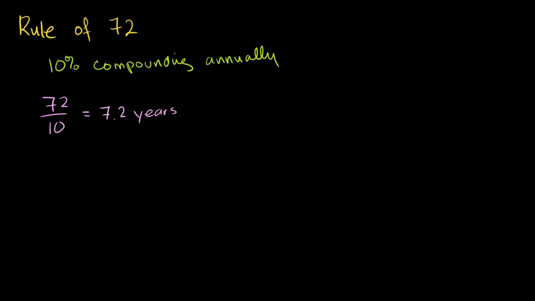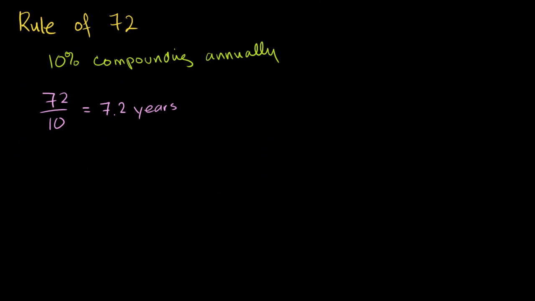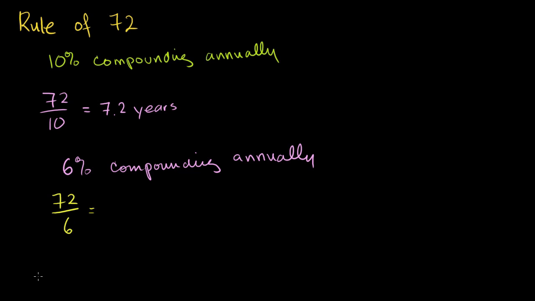So I got 7.2 years, which is pretty darn close to what we got by doing all of that fancy math. Similarly, let's do another problem. Let's say 6% compounding annually. Well, using the rule of 72, I just take 72, divide it by the 6, and 6 goes into 72 12 times. So it'll take 12 years for me to double my money if I'm getting 6% on my money compounding annually.